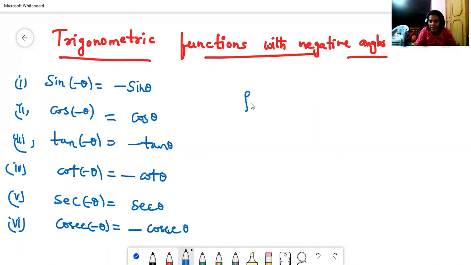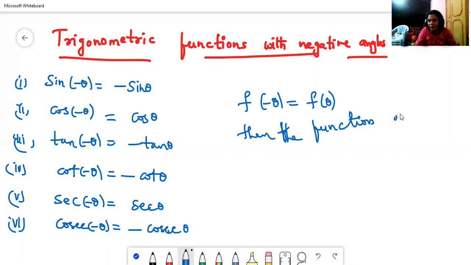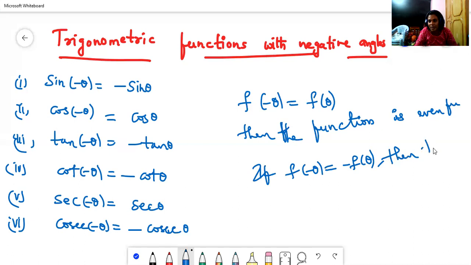If f of minus theta equals f of theta, then the function is an even function. If f of minus theta equals minus f of theta, then the function is an odd function.